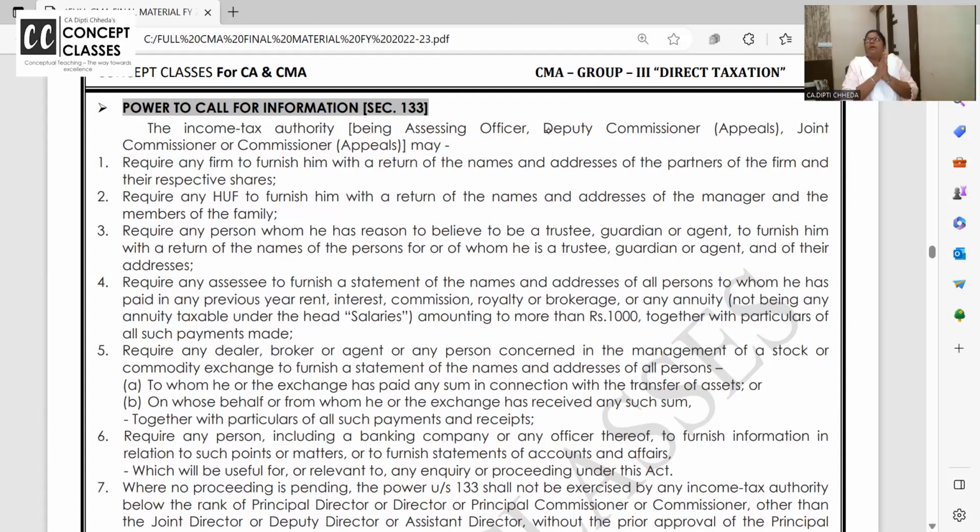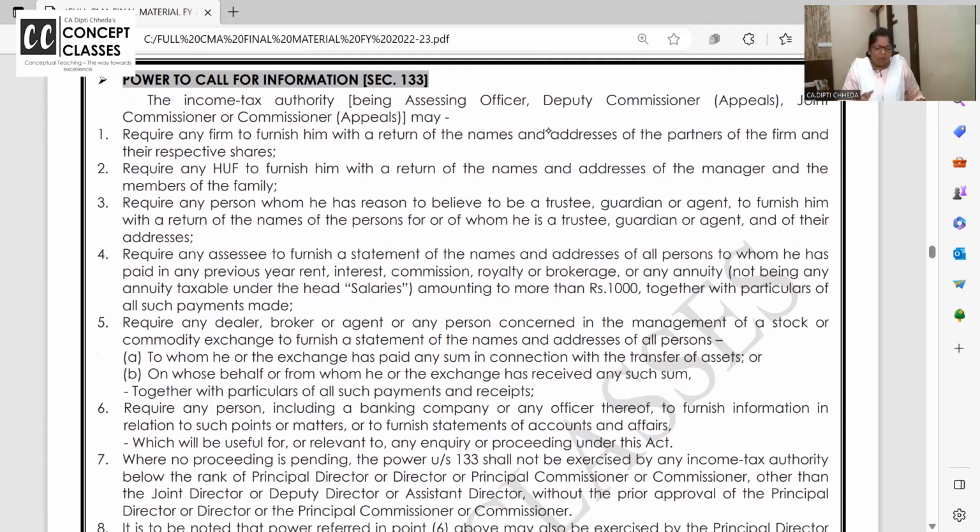चलो, let us complete the 132 with all the understanding. Is it clear or not कि search में क्या हो जाता है, क्या क्या powers हैं? They can requisition, they can take help of other jurisdiction, they can hand over to other jurisdiction, they can take help of GST, customs, FEMA, other authorities and all. Now this is a common section, power to call for information.